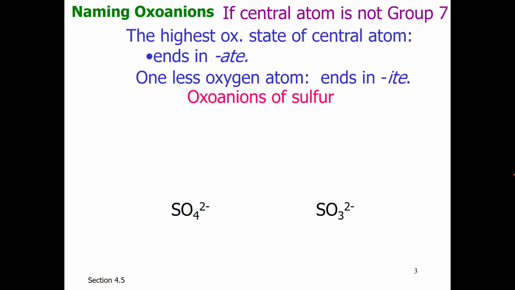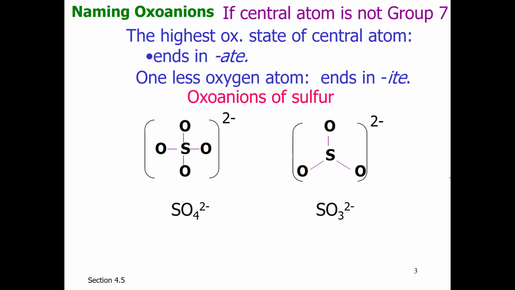Here's two examples. Oxoanions of sulfur. Sulfur can exist as SO4 2- or SO3 2-. The Lewis structures are shown here, and there will be more detail on that when we get to Chapter 5. However, you can see that sulfur's in the center, surrounded by oxygens, and the entire structure has a 2- charge.